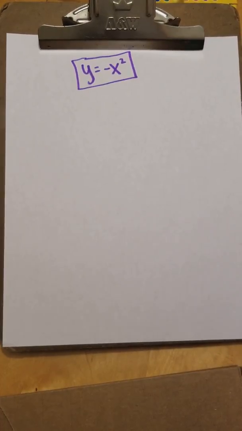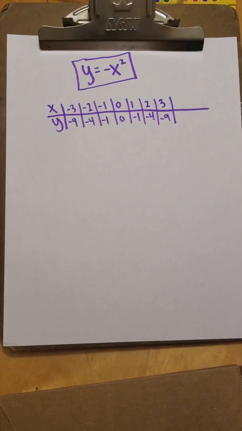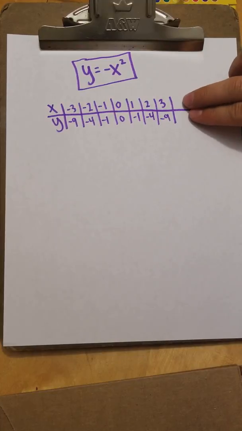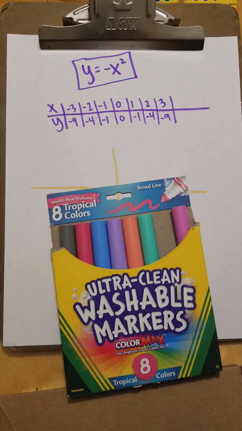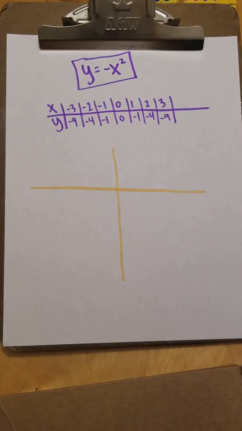It is time to partake in the sorrow of y equals negative x squared. We know from earlier the table of input-output pairs will look like this. We have the familiar 0, 1, 4, 9 on either side, but this time they're all negative. I'm going to switch to tropical color markers to try to lighten the mood here.